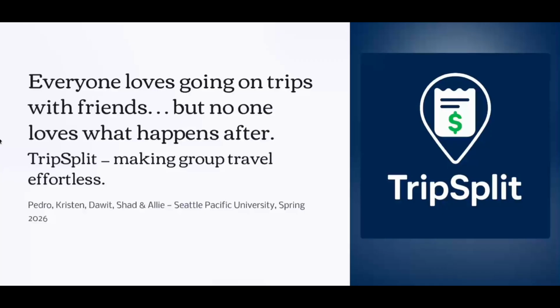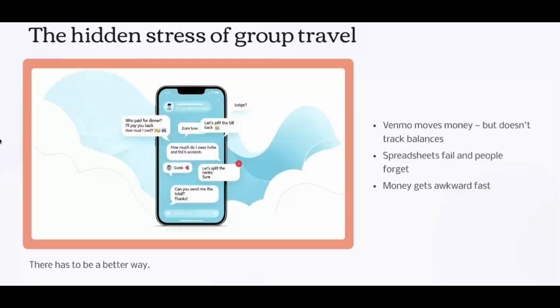Eventually, someone feels like they paid more than they should have. We noticed this happening constantly in our own friend groups, and we decided to build a fix. This is TripSplit. The thing is, apps like Venmo already exist, and they're great at moving money, but they don't manage shared trip expenses, they don't calculate who owes who across 15 different purchases. You have to do that all by yourself.